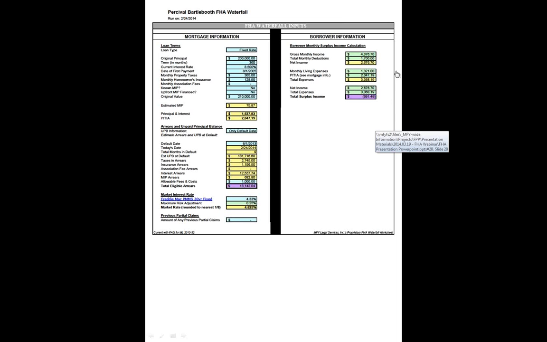Over on this side, there are no inputs here, just some calculations. And so from the previous screen, it takes the gross monthly income, subtracts out the deductions from paycheck, and arrives at the net income. Then it takes the living expenses, adds this to the contract housing cost to get total expenses, and the outcome is a borrower here with considerable negative surplus income.